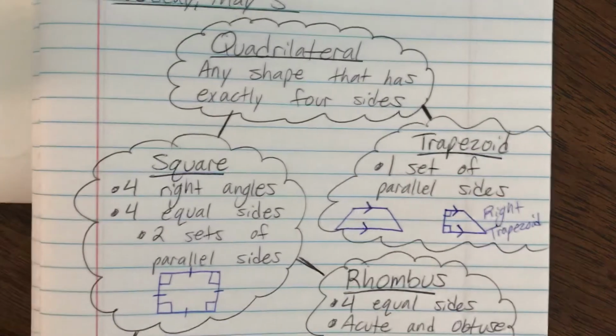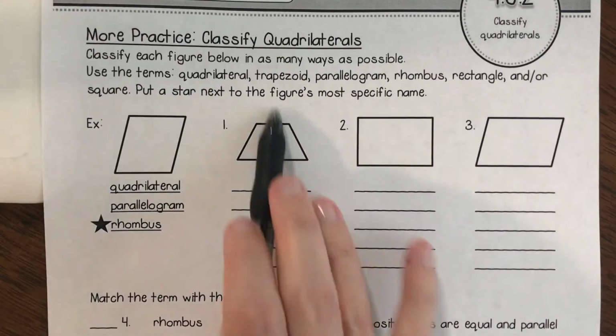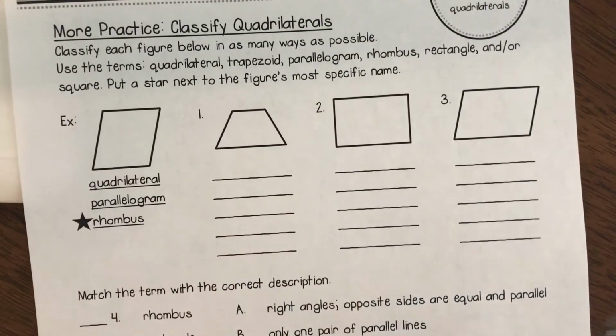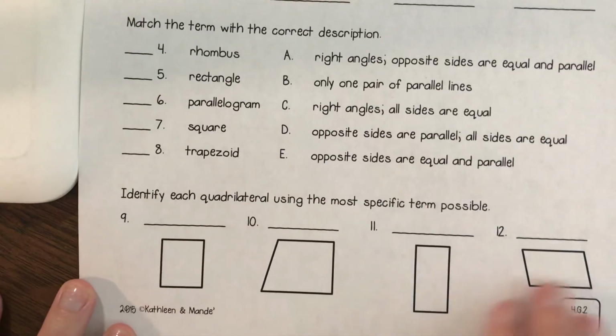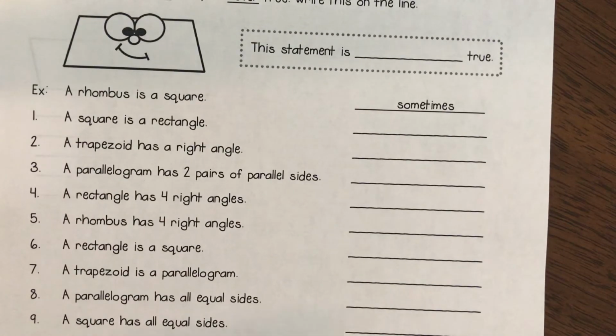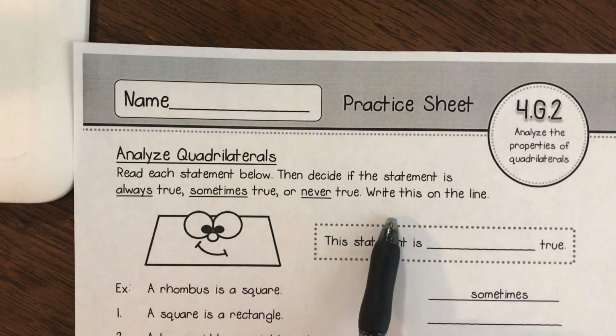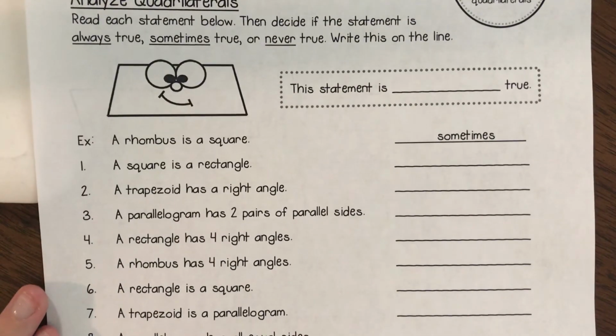Alrighty, boys and girls, these are the only quadrilaterals that we're going to talk about right now. You do have an assignment for today. It is going to be front and back. It does ask you to classify triangles, come up with the best name for them. Also has a little bit of matching, and then again on the bottom, try to identify each one as best as you can. On the back, it's then going to ask you for always true, sometimes true, or never true statements based upon what we've just talked about in the video.